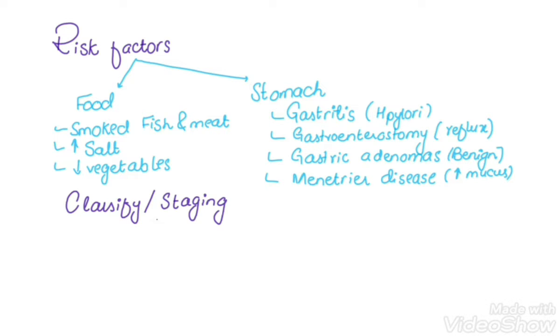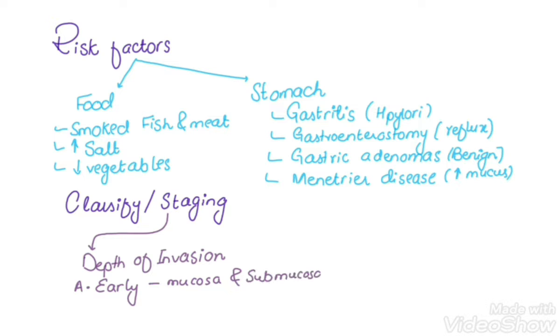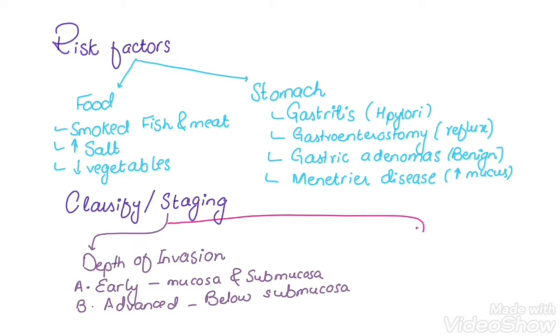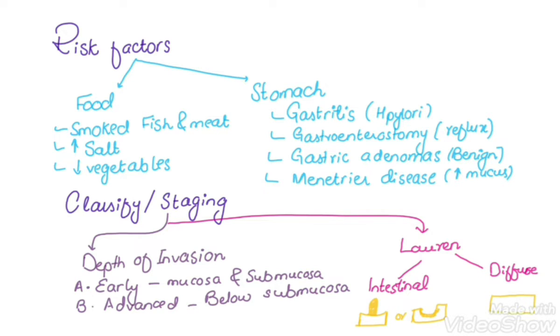In order to classify the gastric carcinoma, there are two bases: depth of invasion, in which the early gastric carcinoma is classified as the one that grows only into the mucosa and submucosa, and advanced when it grows much deeper and below the submucosa. Laurén classification involves intestinal, in which it is either polypoidal or ulcerated, and diffuse, in which the cancerous cells diffusely infiltrate the gastric mucosa.